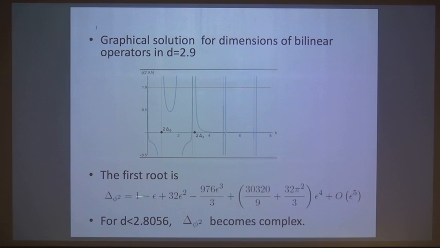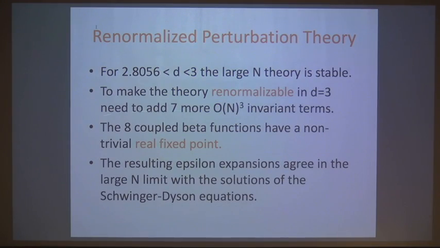So while near three dimensions it's okay, the theory actually starts becoming sick already for d less than 2.8 dimensions. But at least it gives you a nice toy model, and it's a wonderful playground for studying beta functions and anomalous dimensions. So we recently did the calculation: to make it renormalizable, you have to add 7 more O(N) cubic invariant terms. So it's 8 coupled beta functions, but with the magic of Mathematica and wonderful collaborators, it became possible.